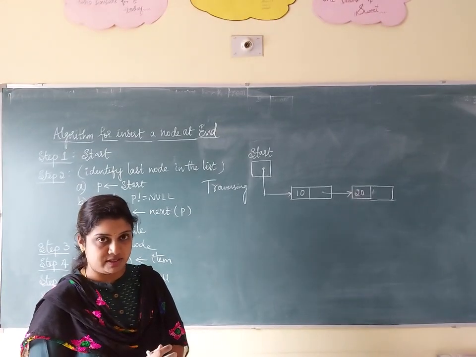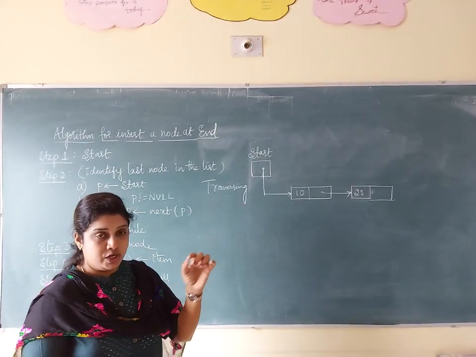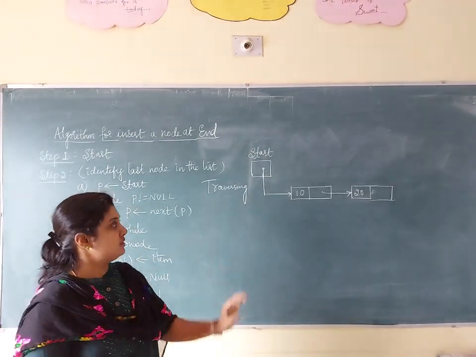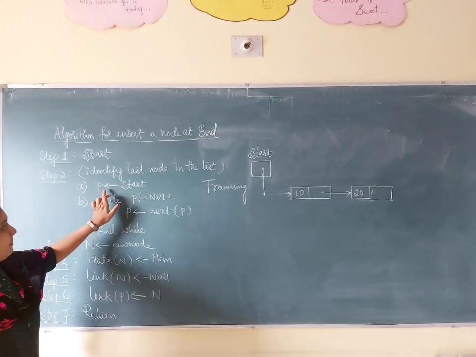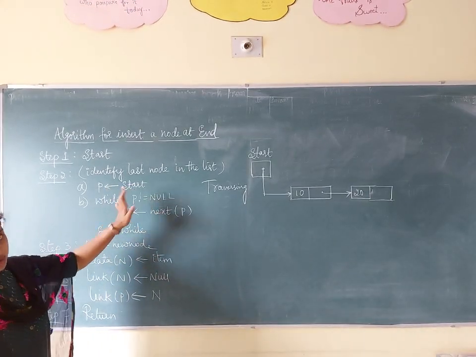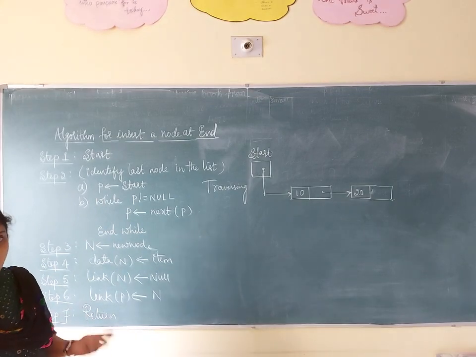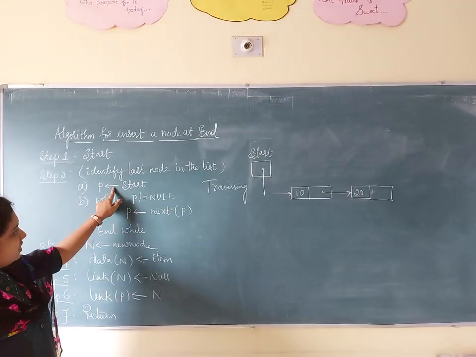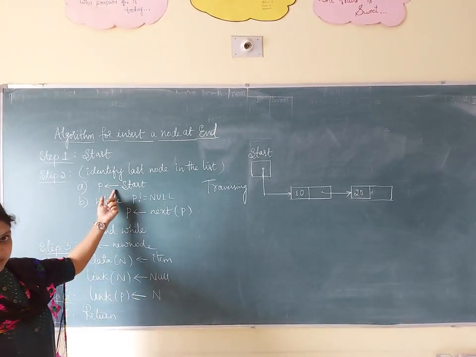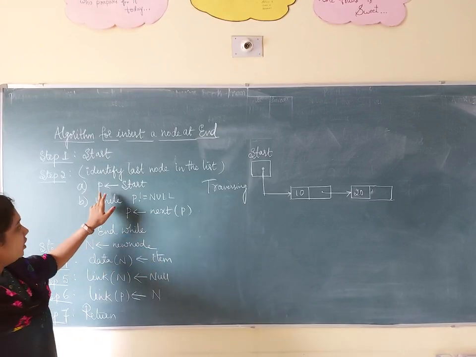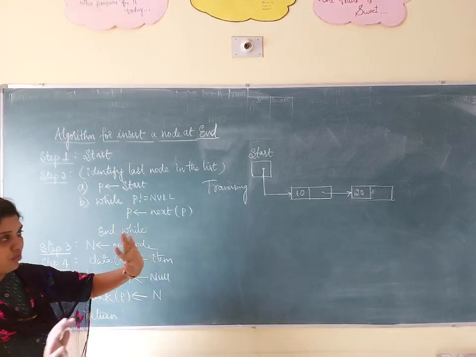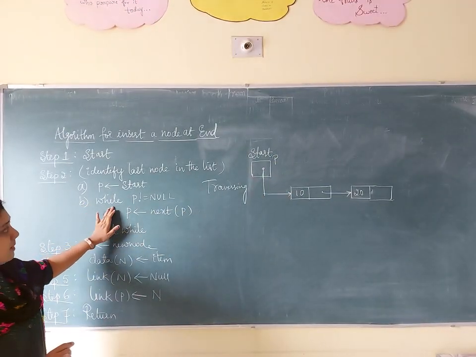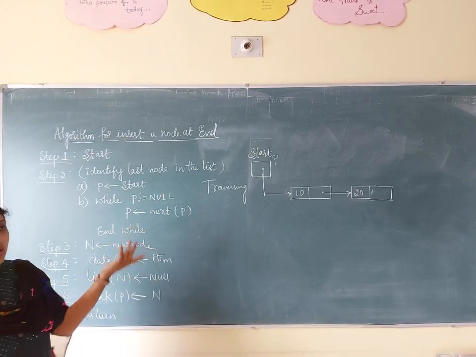We call this traversal. What is the use of traversal? To identify the last node before inserting. Then P is pointing to start. P is a pointer that will be pointing to the beginning, to start. As I already said, you can use equals or arrow, no more confusion. Next: while P is not equal to null.